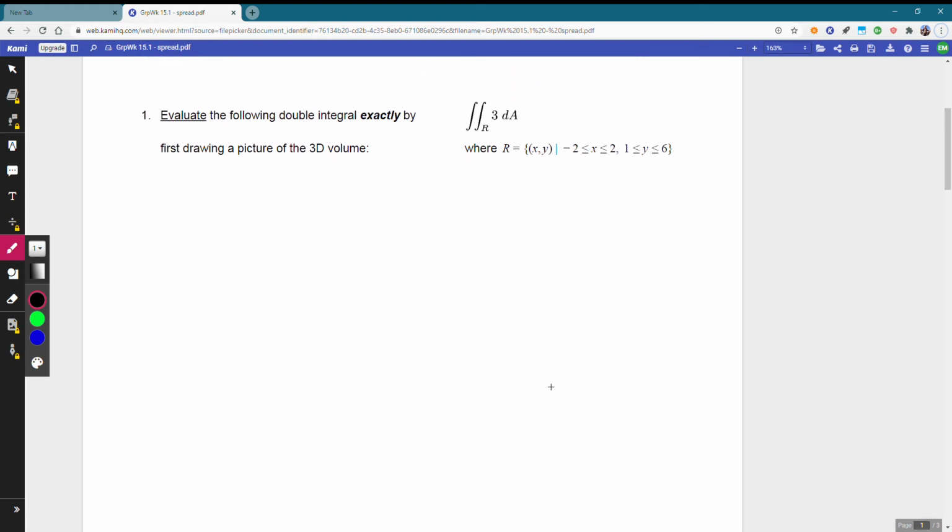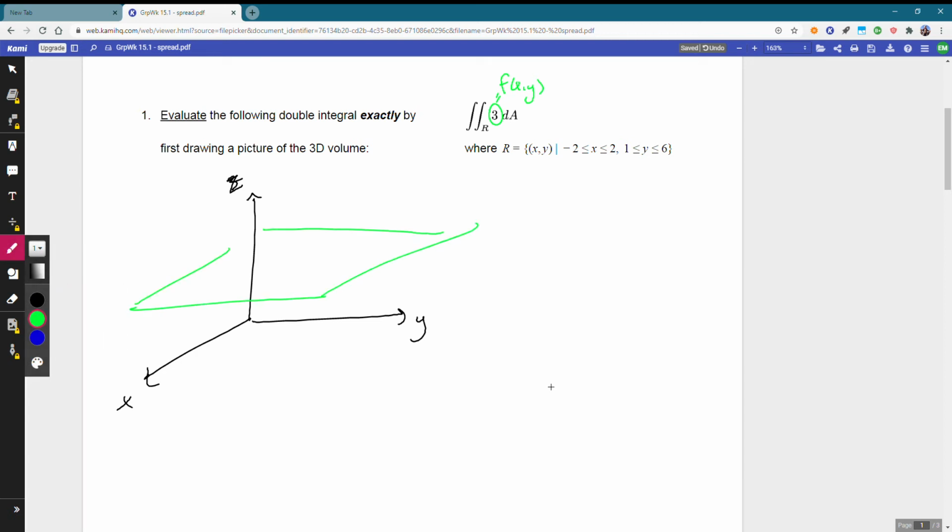And so the idea here is that we can actually draw precisely the volume that we're talking about because our function is so clean, right? Our function is actually a constant. And so, what's the graph of our function going to look like? Right? It's horizontal, right? It's just a horizontal plane at z equals 3. Right, so there's the graph of our function.